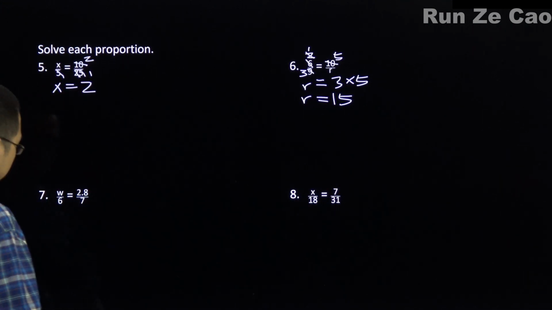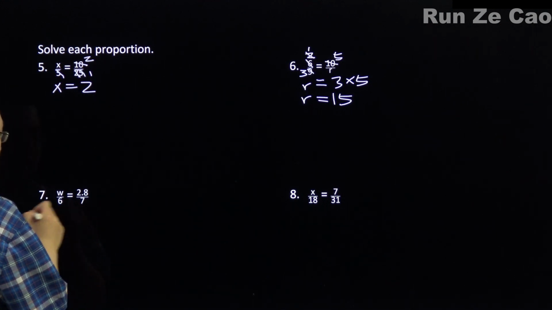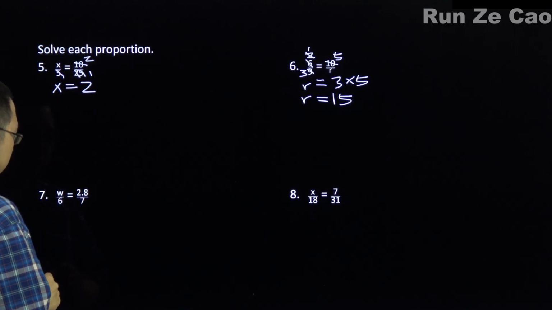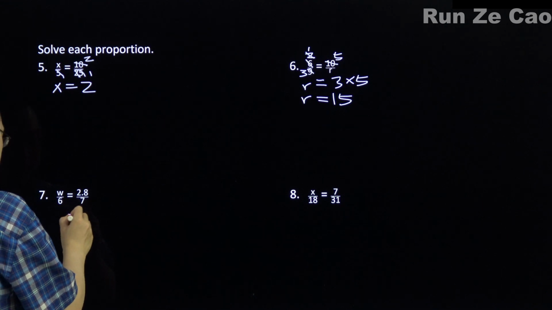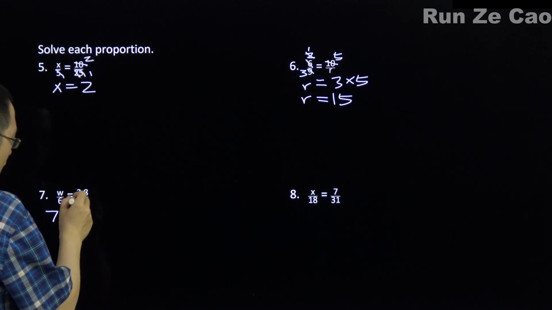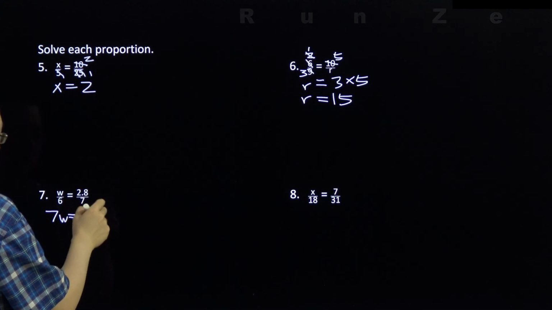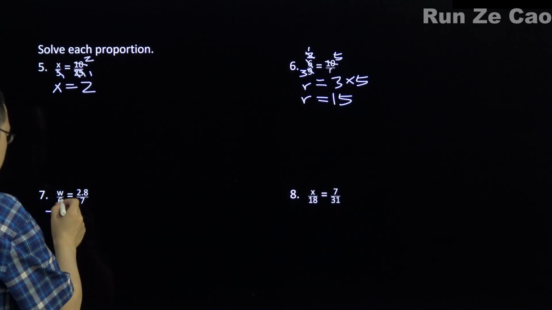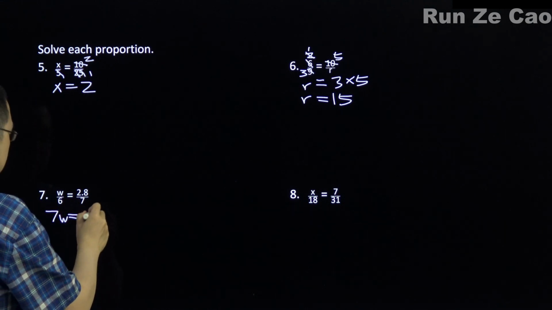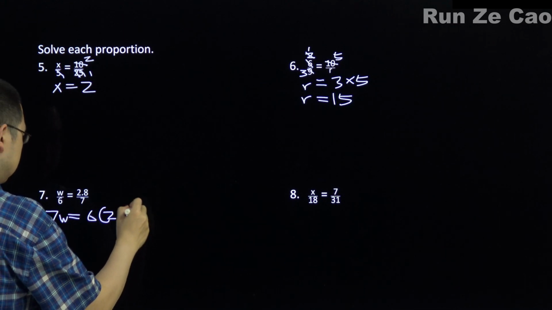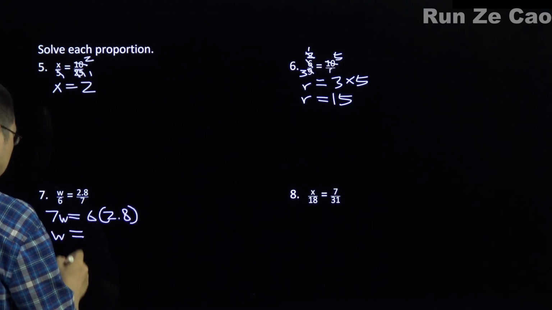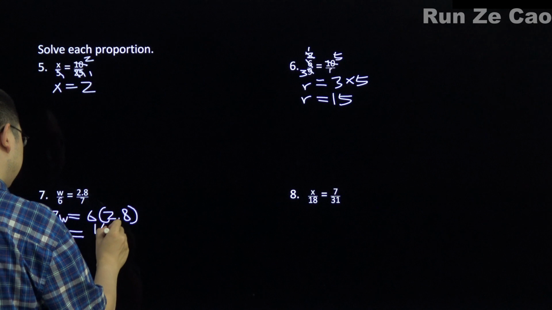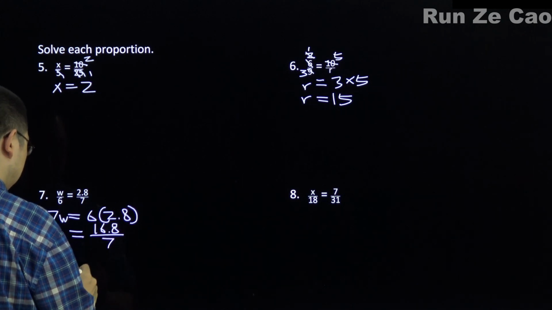And here, W over 6 is equal to 2.8 over 7. Now, it's not usual that you would do canceling for decimals. So, we'll let that slide. If you wanted to, you could totally cancel this to be a 0.4 over 1. But, well, personal choice. So 7W is equal to 6 times 2.8. W is therefore equal to 6 times 2.8, which is 16.8 over 7.